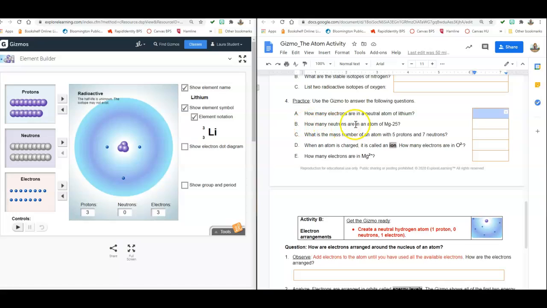4B says, how many neutrons are in an atom of magnesium 25? Well, I see that isotope notation that we were just using that tells me I need to add protons until I get to magnesium, and then I need to add neutrons until I get to a mass number of 25. All right, I want to make it neutral so that it's an atom and not an ion. And now I'm going to add neutrons until I get to a mass number of 25.